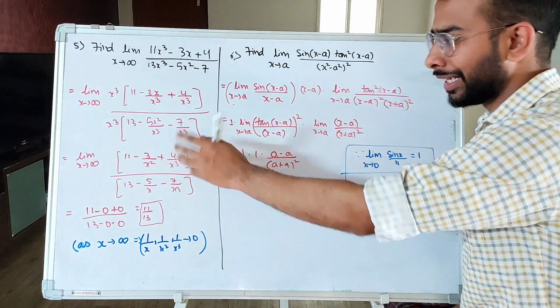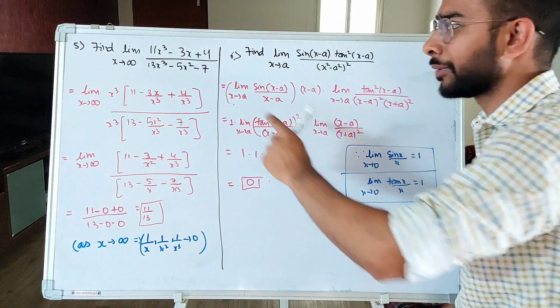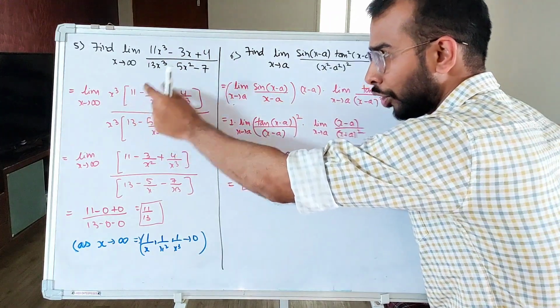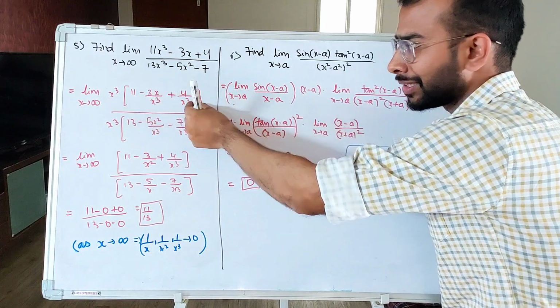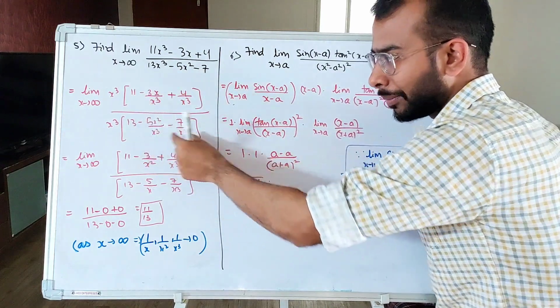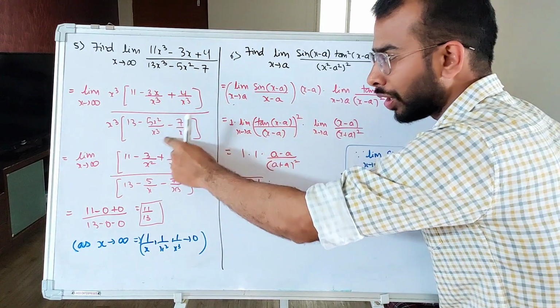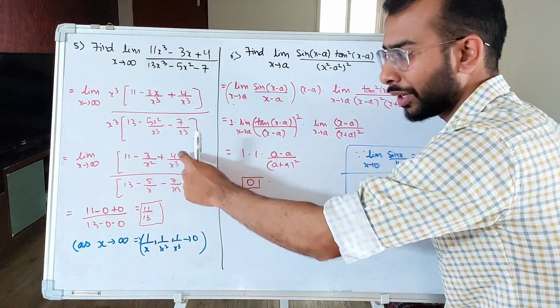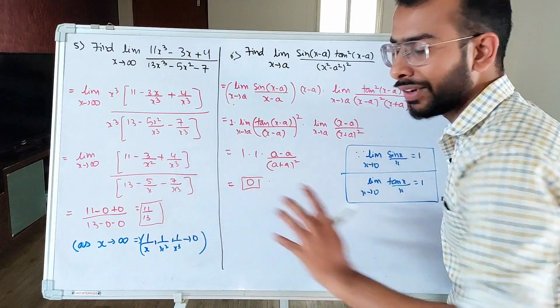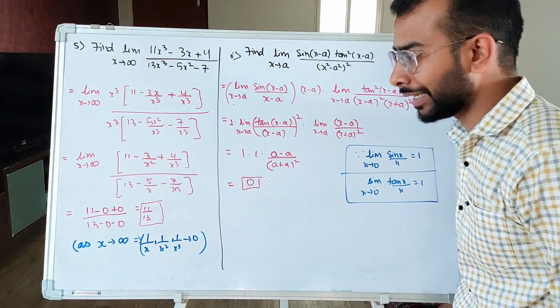Let me first explain here and then we'll move towards the next part. First we'll take x cube common, which is the highest degree term, and the other terms would be 11 minus something in terms of the variable, 13 minus something in terms of the variable. All these terms would become 0 because 1 upon infinity is tending towards 0. So this is 11 upon 13. I guess this is clear with everyone.